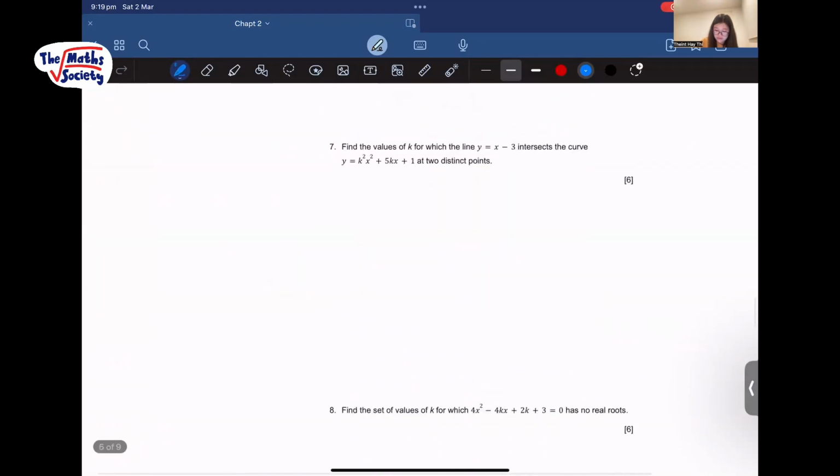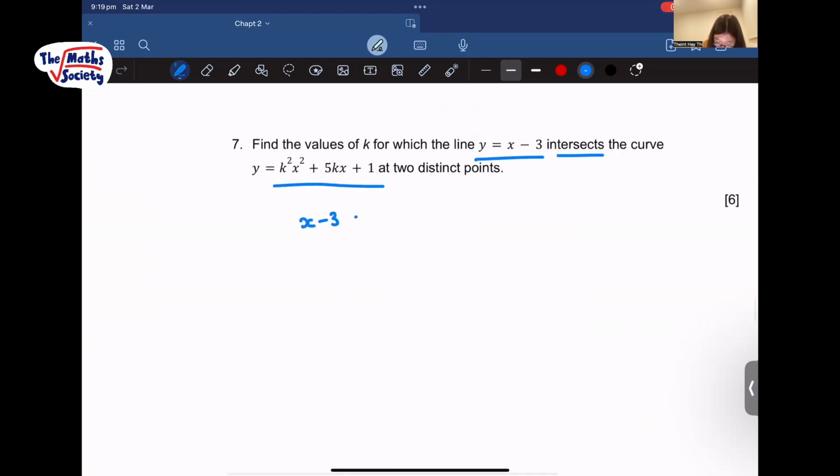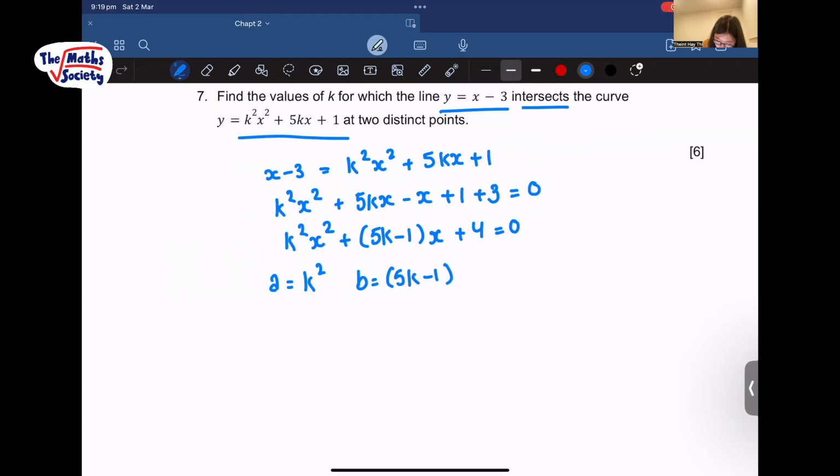And then you have to find the values of k for which the line y equals x minus 3 intersects the curve y equals k squared x squared plus 5kx plus 1 at 2 distinct points. So we have to find them, which would be x minus 3 equals k squared x squared plus 5kx plus 1. And then it would be k squared x squared plus 5kx minus x plus 1 plus 3, which will be equal to 0. So k squared x squared plus 5k minus 1, x plus 4 equals 0. And a equals k squared, b equals 5k minus 1, and then c equals 4.